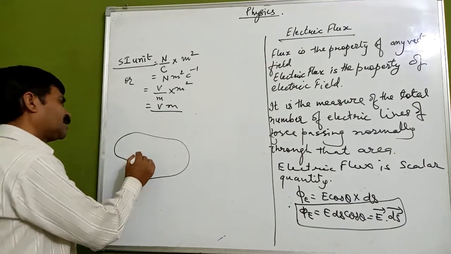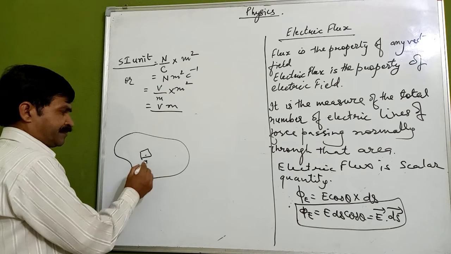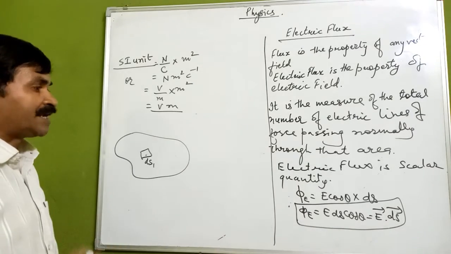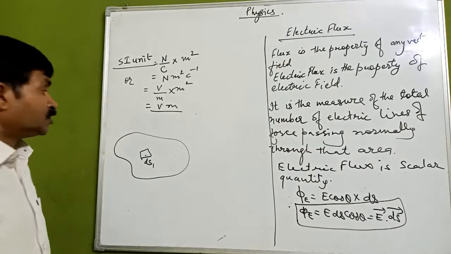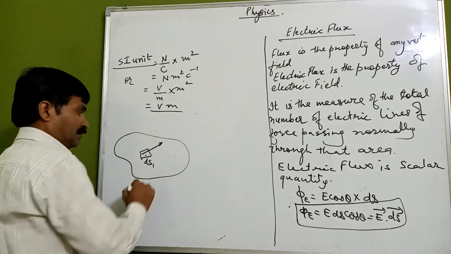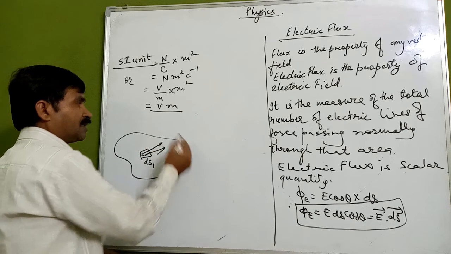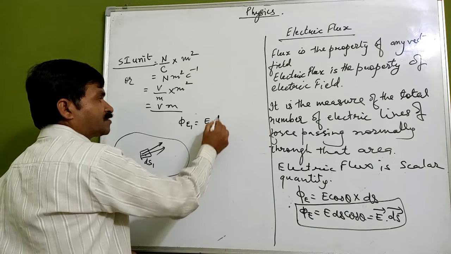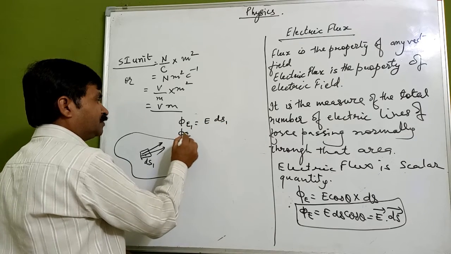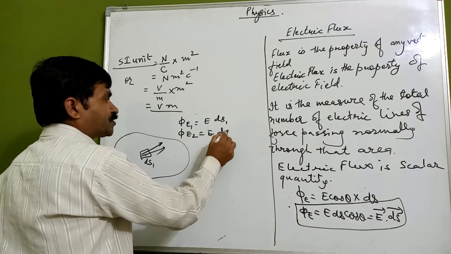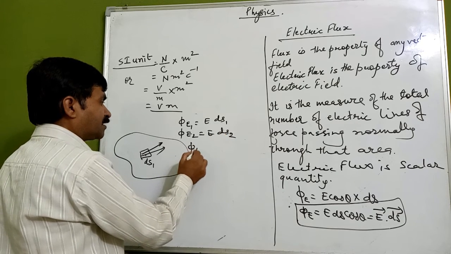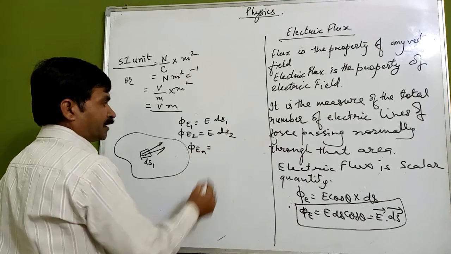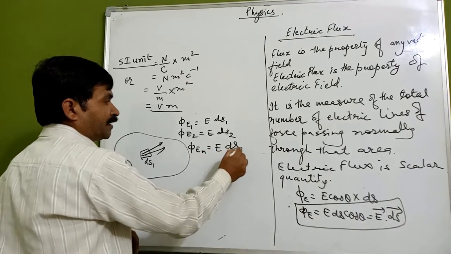Now suppose I am taking a very small area here, dS. I have so many areas, dS1, dS2, dS3, like that. So there will be field lines passing through these, that we can say phi E1, which will be E dS1, phi E2, that is E dS2, and so on. We are assuming n number of areas here, so ultimately we get E dSn.